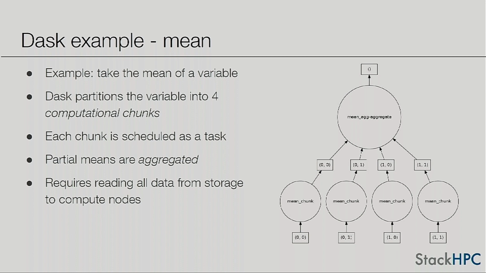Dask might partition our variable space into 4 computational chunks. Each of those would get scheduled as a task onto the Dask compute cluster. And then the mean chunk process would calculate the partial mean of that chunk. To do that, it needs to read all the data from the storage system to the compute node, calculate the mean, and return it to the main aggregate process.